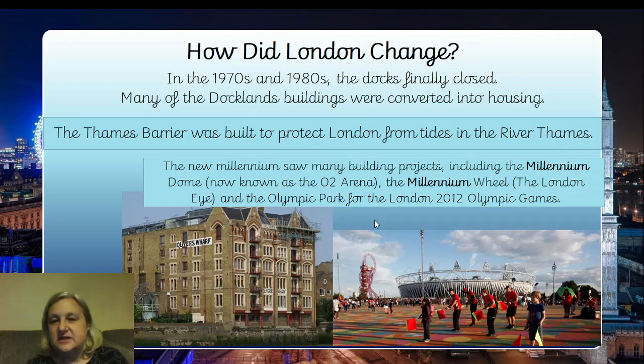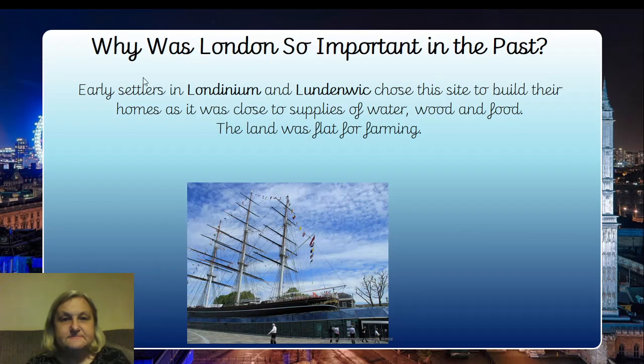And the year 2000, that new millennium, saw lots of building projects, including the Millennium Dome and the Millennium Wheel. They were put up for that landmark of time. And the Olympic Park was built in 2012, ready for the Olympic Games, which were known as the Friendly Games.